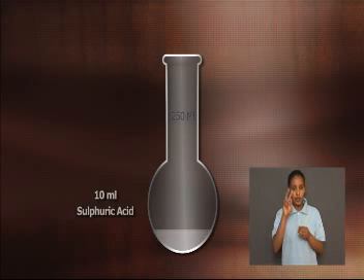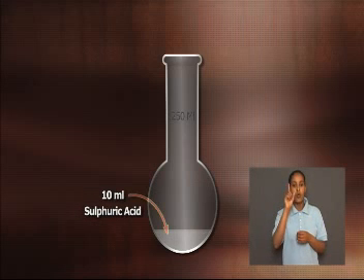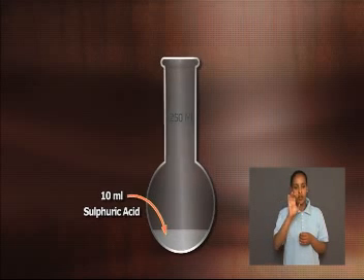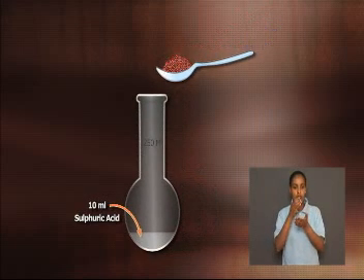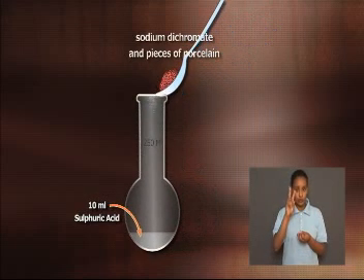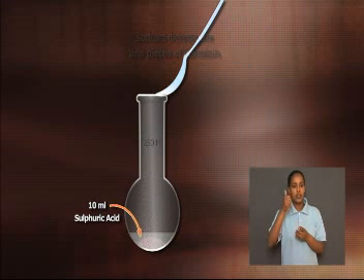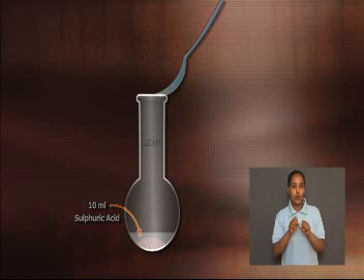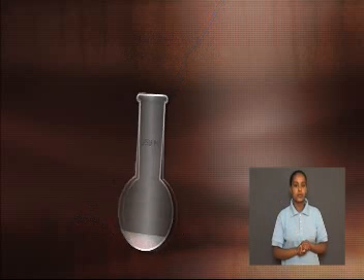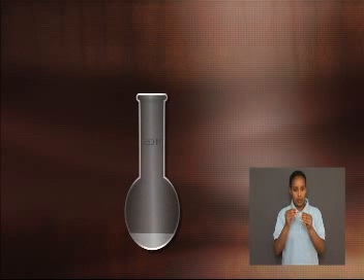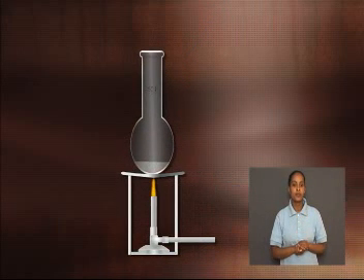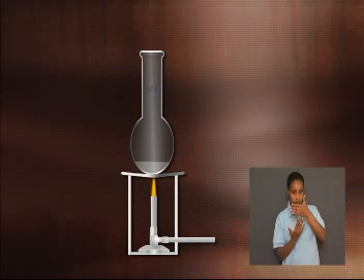About 10 milliliters of 1 molar sulfuric acid is placed into the 250 milliliter round bottom flask. Add 2 to 3 grams of sodium dichromate and a few pieces of broken porcelain. Swirl the contents of the flask until the solution is complete. You can warm it, and that will move the process along.